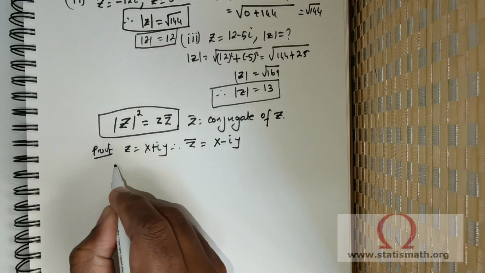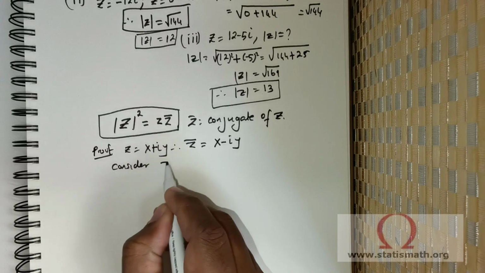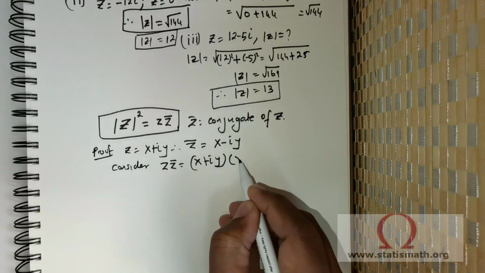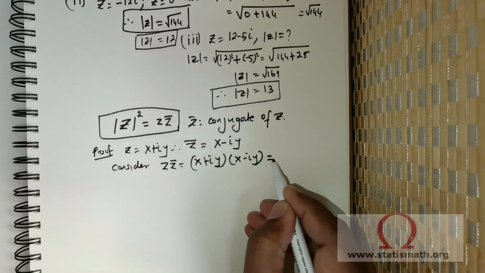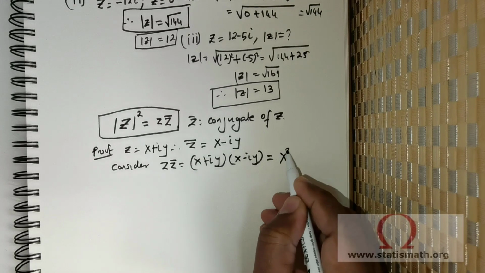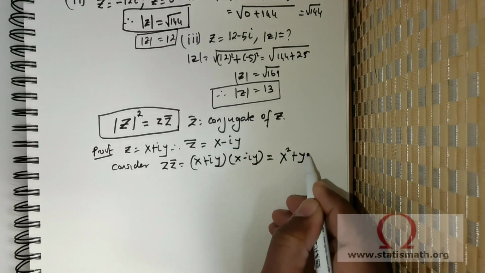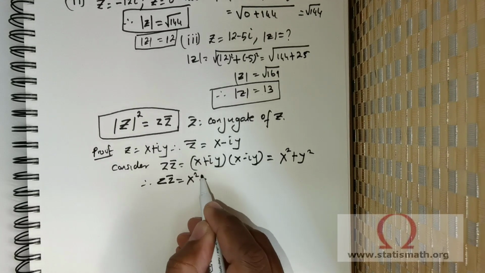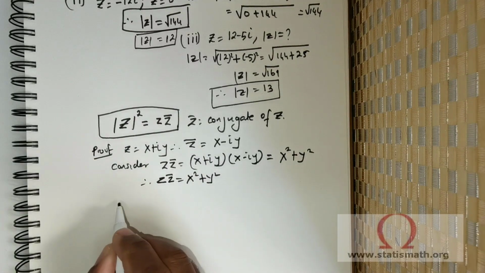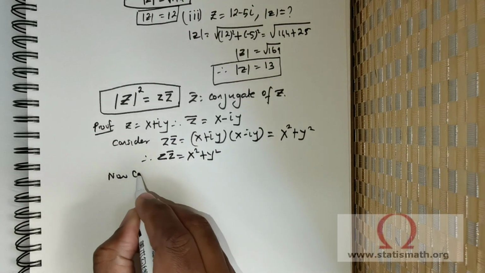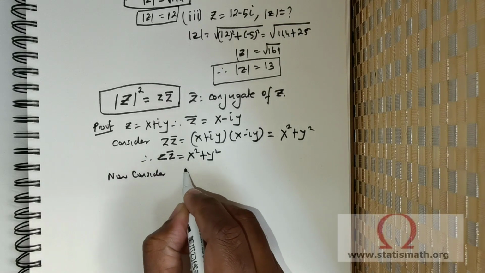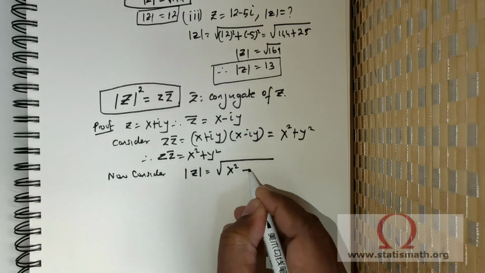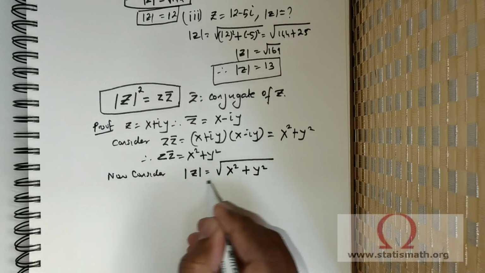Now let me consider z multiplied with z bar, which is x + iy multiplied with x - iy. I already gave you the formula. The outcome of this is x squared + y squared. So z multiplied with z bar gives me x squared + y squared. Now we consider the modulus of z. Modulus of z is nothing but root of x squared + y squared.